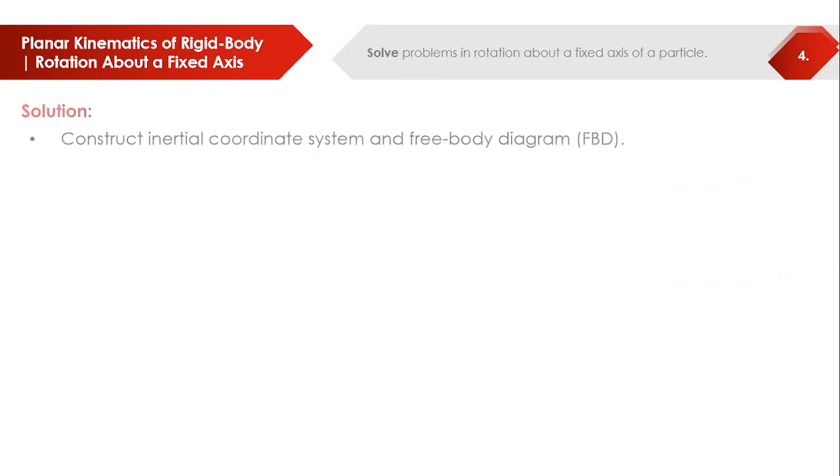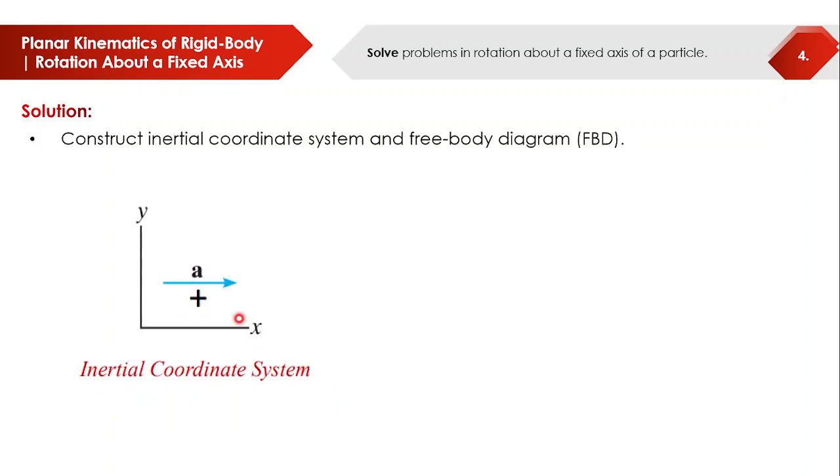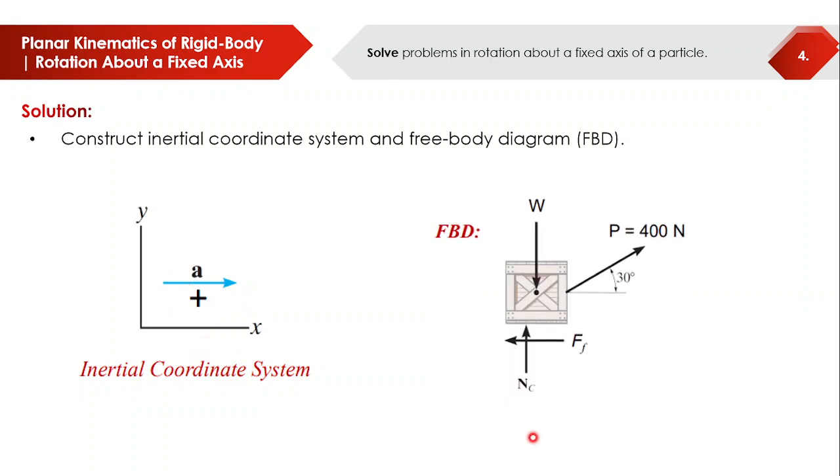Okay, so solution: first, you have to construct the inertial coordinate system and free body diagram. So that's your first thing to do when solving these kinds of problems. So inertial coordinate is wala nang iba, it will move to the right kasi nga pinull siya to the right, then we can assume obviously that it will move to the right, and that is our x-axis. So that will be our inertial coordinate system, it will look like this. So our FBD naman will look like this.